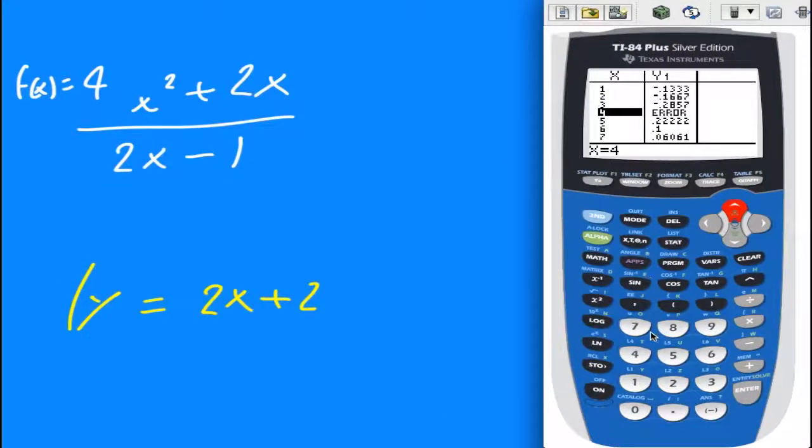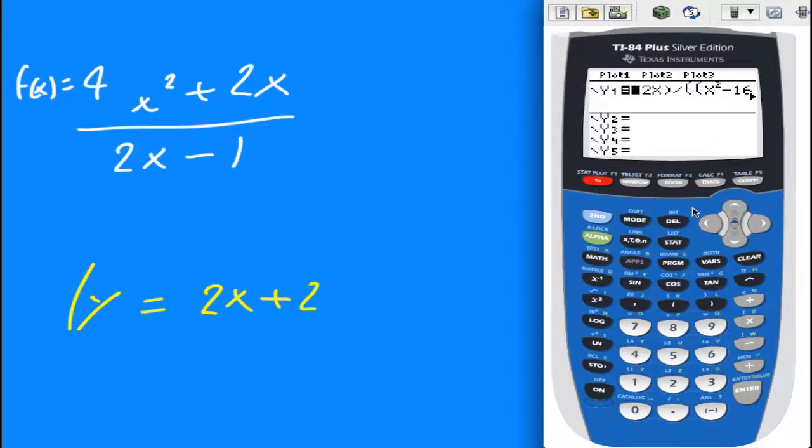So 2x plus 2, let's see, you're going to graph your function first. So y equals 4x squared plus 2x over parentheses 2x minus 1. You graph it. There you have your lines. Now we are going to graph our options, which is y equals 2x plus 2. Let's graph it. And look, it's giving you the oblique asymptote. So that is the answer. Okay?